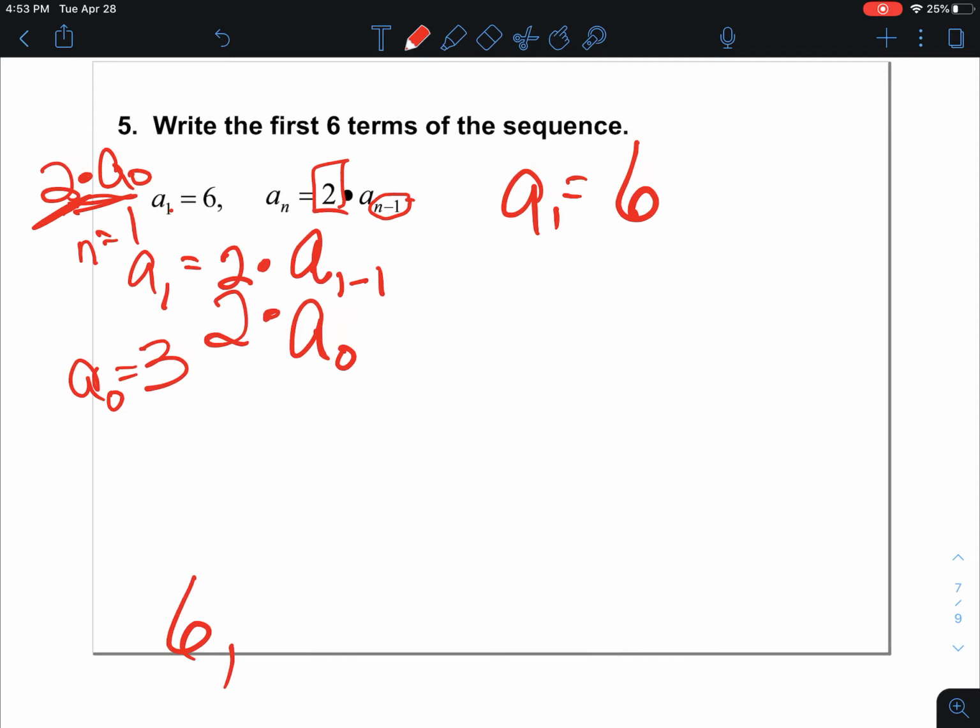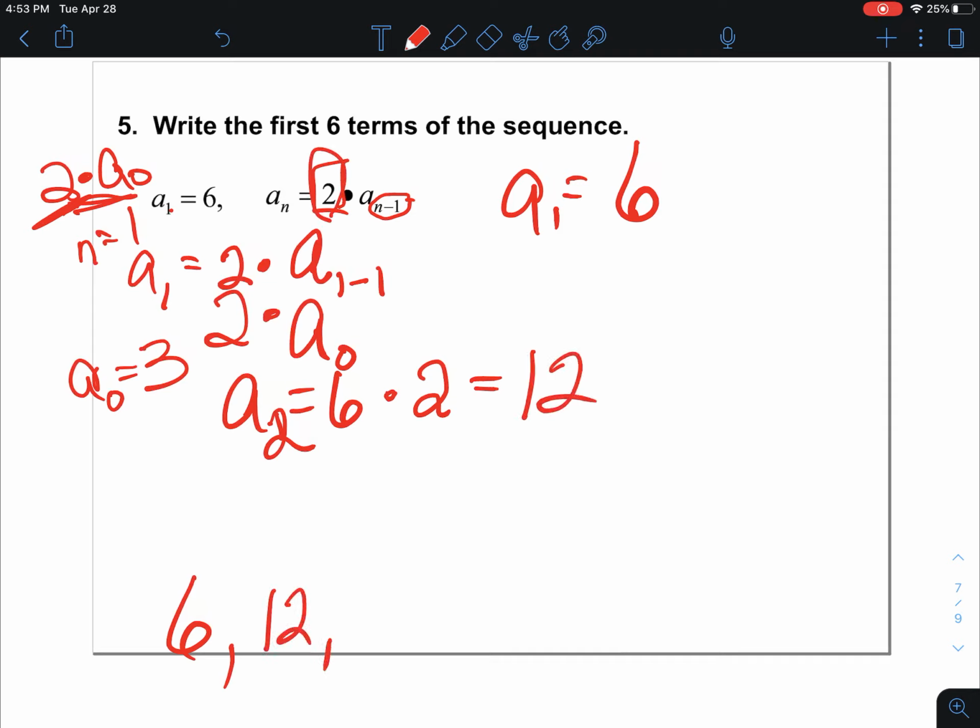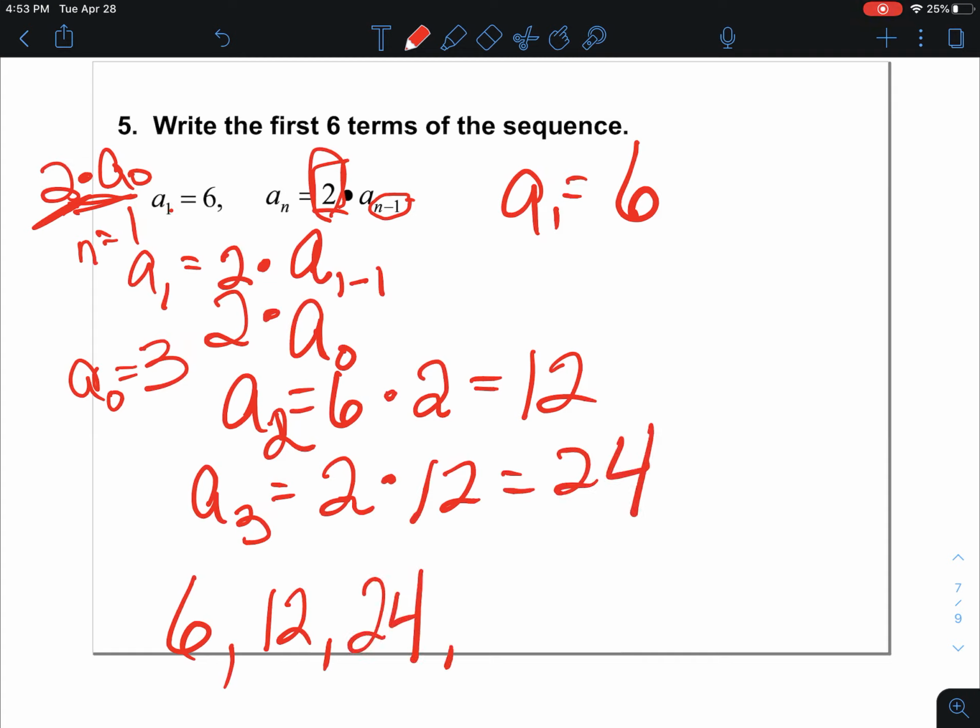So 3 times 2 makes 6. If I have the first term as 6 and I multiply it by 2, that's going to give me that second term. So that would be 12. And I just keep multiplying by 2 to get the first 6 terms. So a sub 3 is going to be 2 times the term before. So 2 times 12 is 24. A sub 4. Well, that's 2 times the term before. So that was 24. So that's 48.